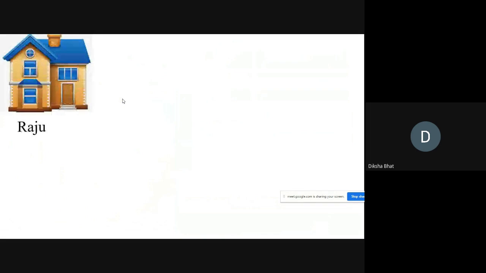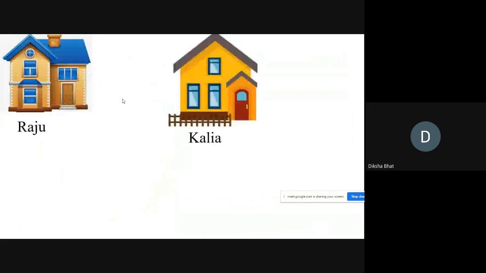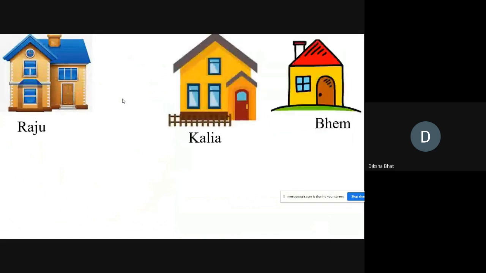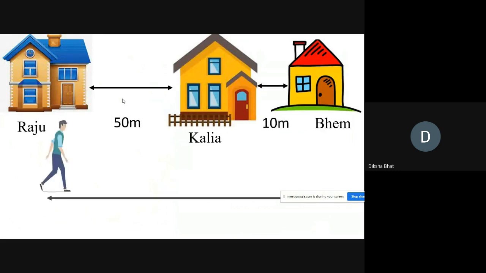Let us take one more example. This is Raju's house, this is Kalia's house, and this is Bhim's house. Distance between Raju's and Kalia's house is 50 meters, and distance between Kalia's and Bhim's house is 10 meters. Suppose Raju starts walking from this place. How much distance he has to walk to reach at Bhim's house? 50 meters plus 10 meters is equal to 60 meters in total.